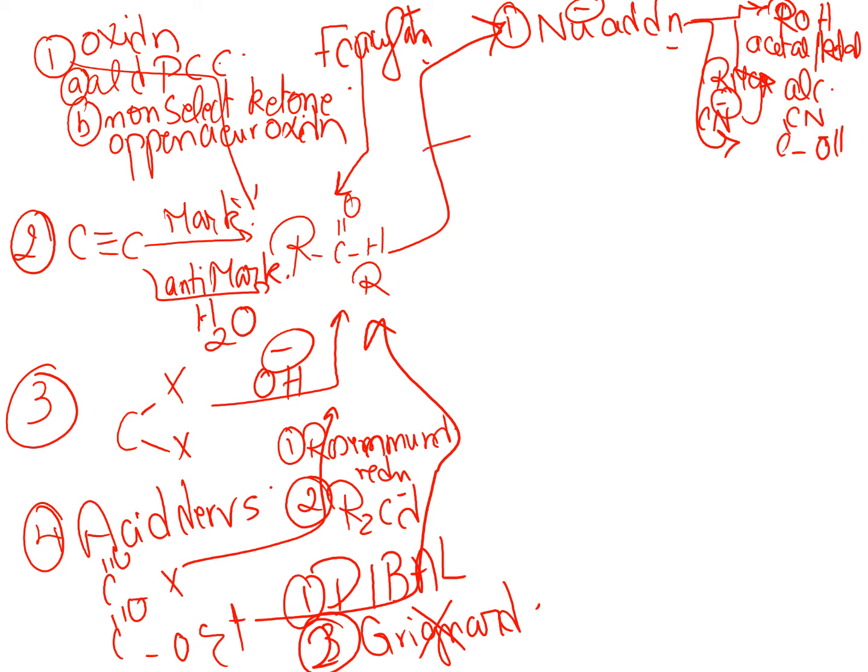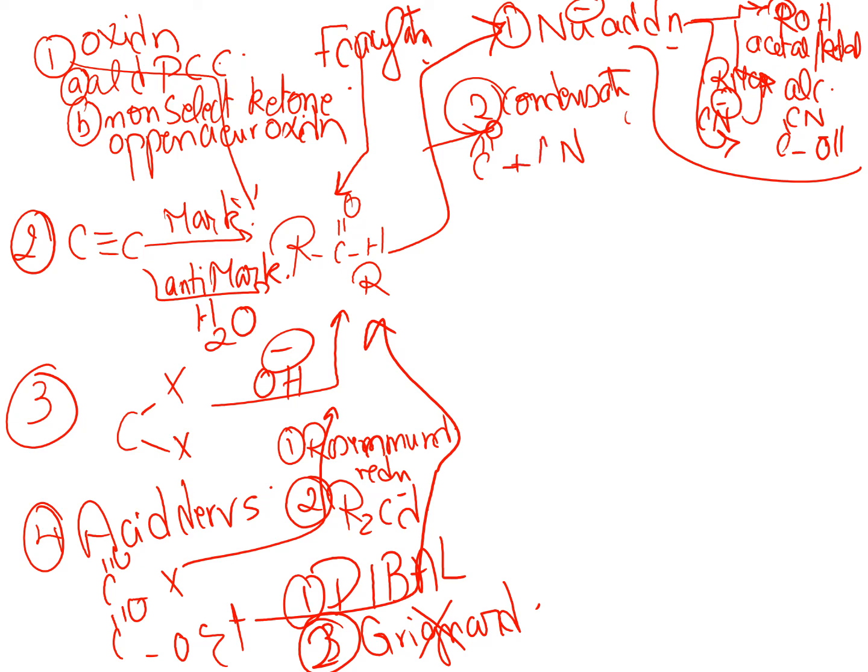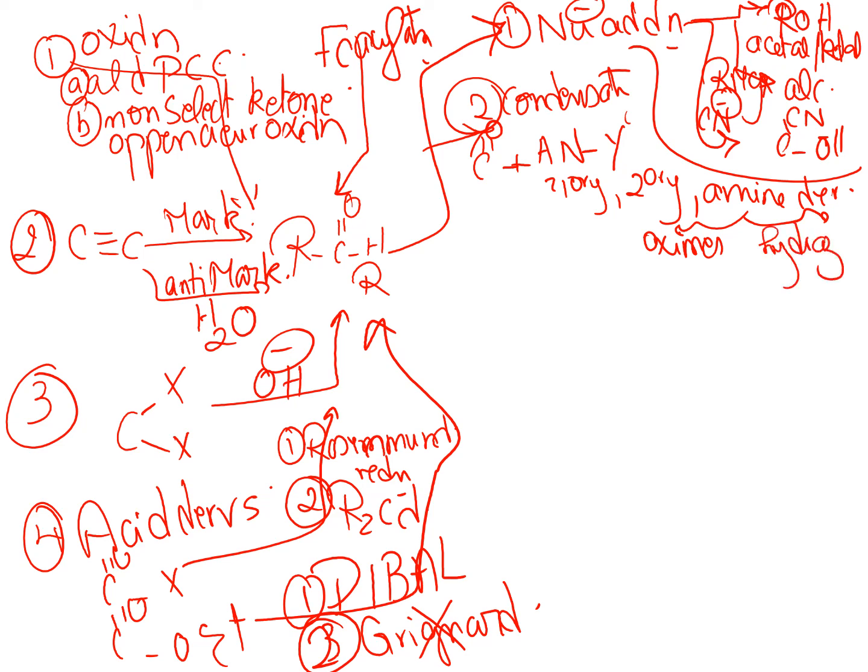The second type of reactions was the condensation, where we condensed the carbonyl compounds with different amines, whether primary amines, secondary amines, or amine derivatives. And don't forget that amine derivatives had the oximes with their geometrical isomerisms, and they had the hydrazones that were used in the Wolff-Kishner reduction.